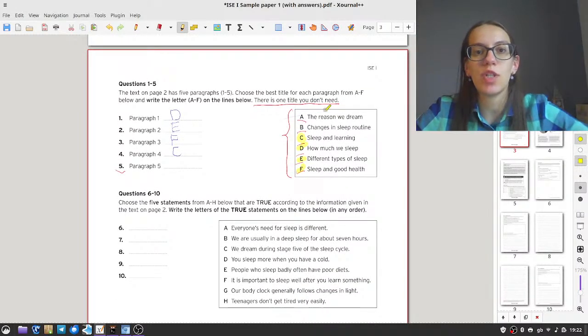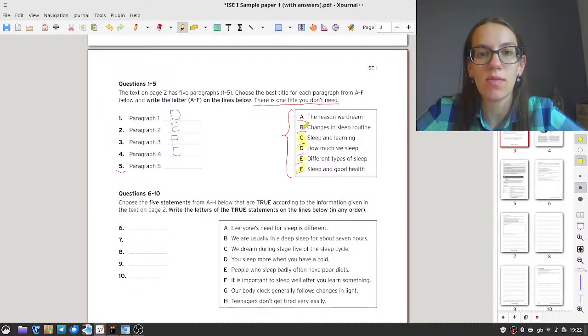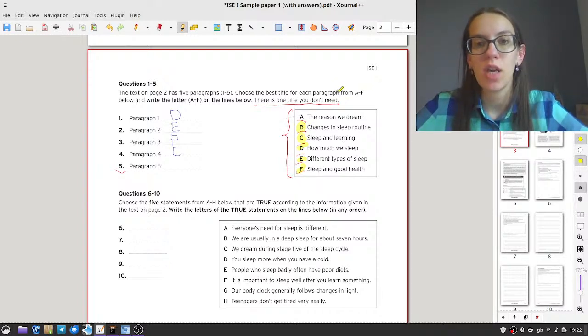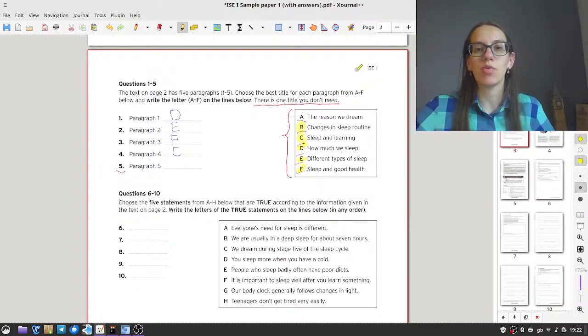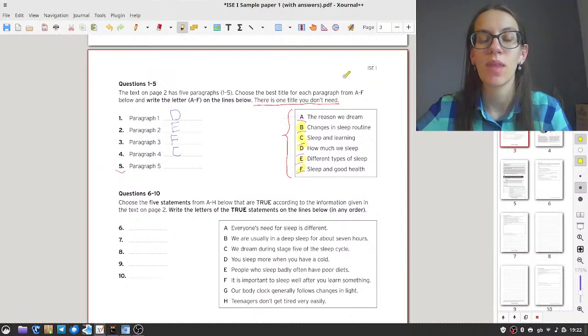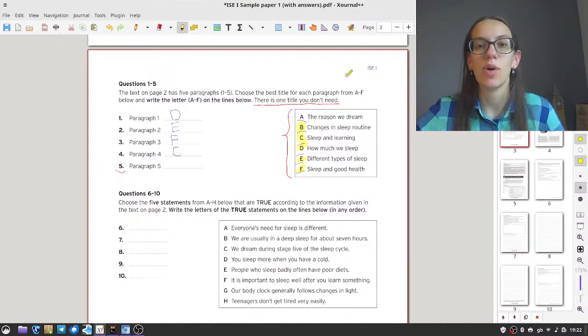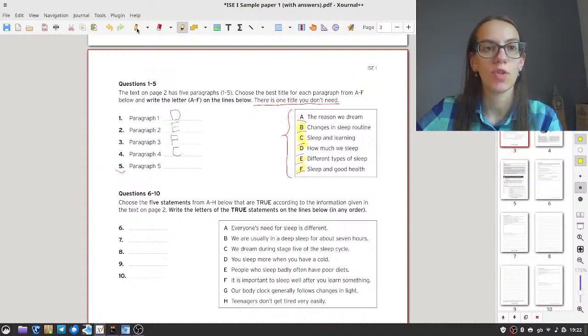And in fact, we do have an option like this, changes in sleep routine. So here we do have changes in sleep routine. When we become teenagers, our sleep routine changes. According to scientists, we go to bed later and wake up later. And then it changes again when we become adults. So I like option B.